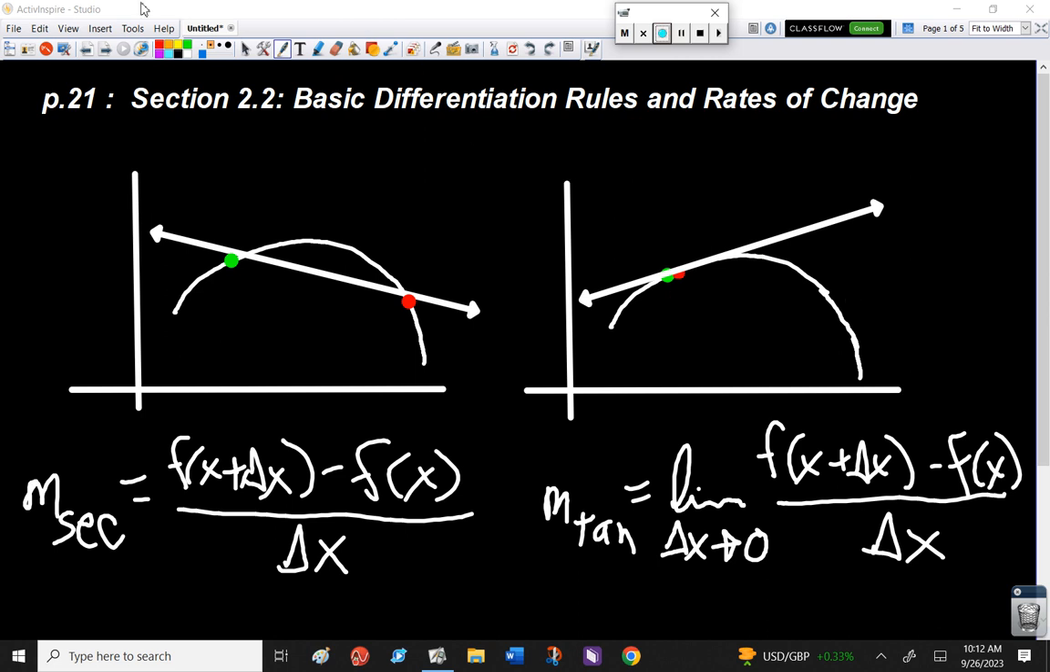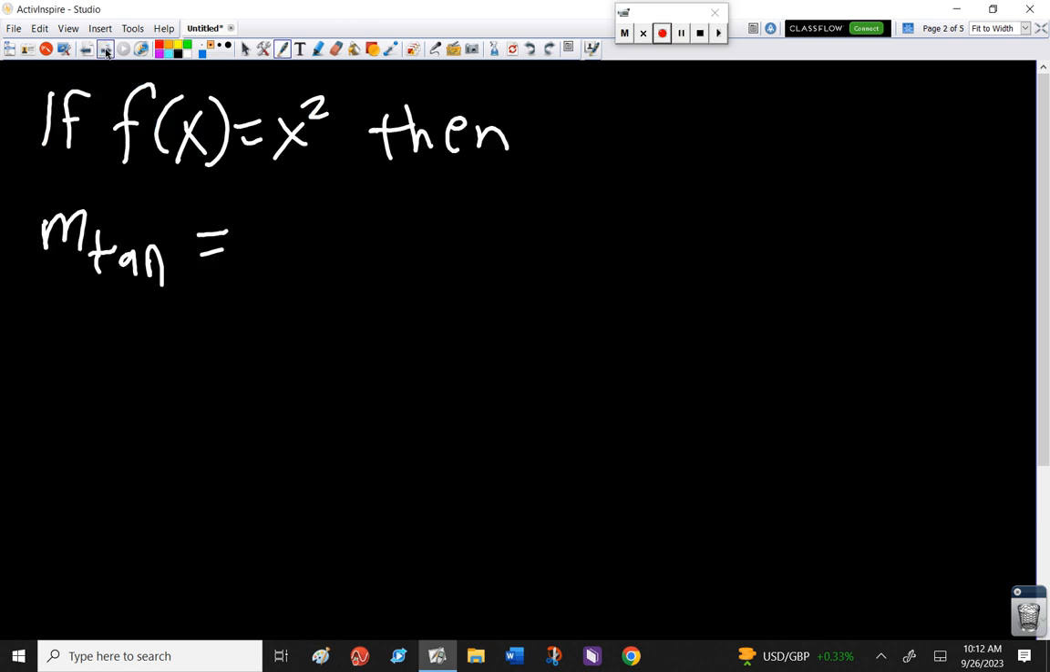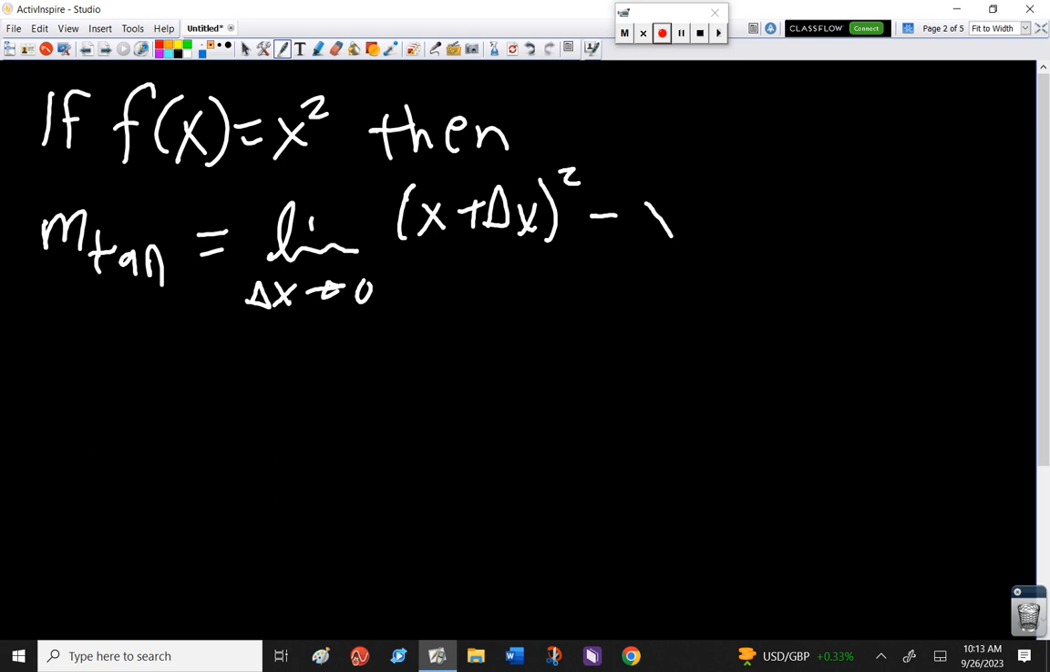Let me show you an example that we did in class, and feel free to copy this down on page 21. Now, this next example you already have copied down, but if you want to see it done again, just pay attention. Remember to rewind, pause, or do whatever you need to do while you're taking notes. So here's the example. Let's say f of x equals x squared. Then the slope of the tangent line is going to equal the limit as delta x approaches 0 of x plus delta x squared, because that's what the function does, it squares it, minus x squared, the original function, all of this over delta x.